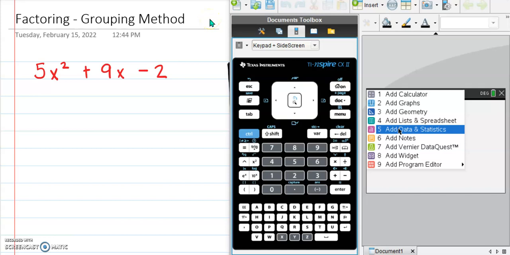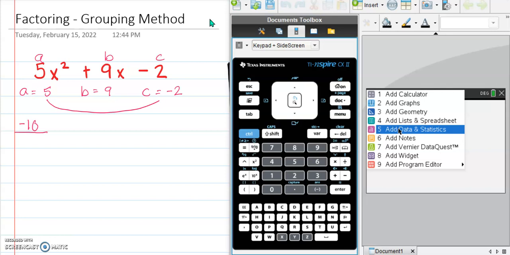All right, this video is going to be factoring by grouping. So first thing that we're going to do is we identify our A, our B, and our C. So A is equal to 5, B is equal to 9, and C is equal to -2. So after you identify your A, your B, and your C, we are going to multiply our A times our C. So we're going to get 5 times -2, which is -10.